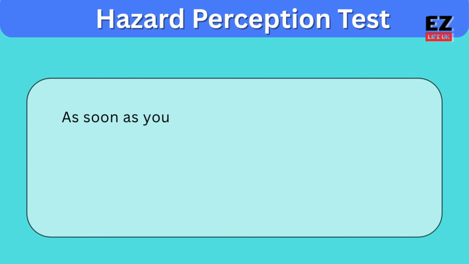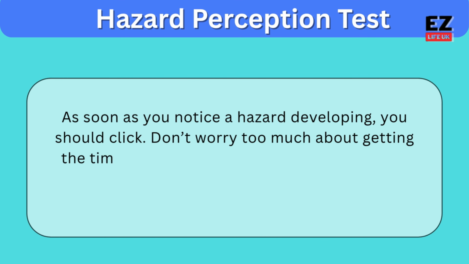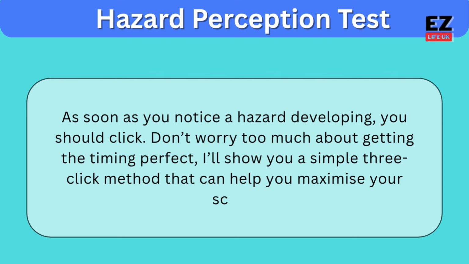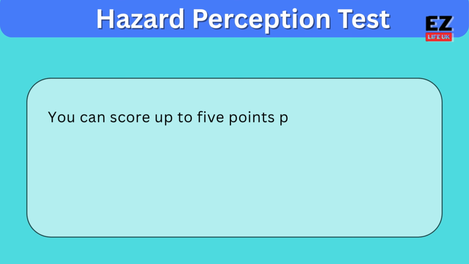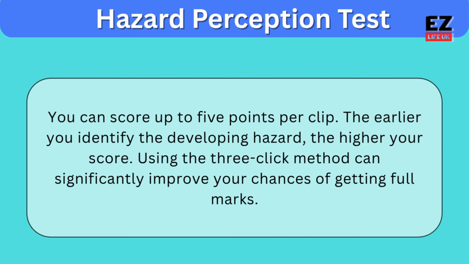As soon as you notice a hazard developing, you should click. Don't worry too much about getting the timing perfect. I'll show you a simple 3-click method that can help you maximize your score. You can score up to 5 points per clip. The earlier you identify the developing hazard, the higher your score. Using the 3-click method can significantly improve your chances of getting full marks.